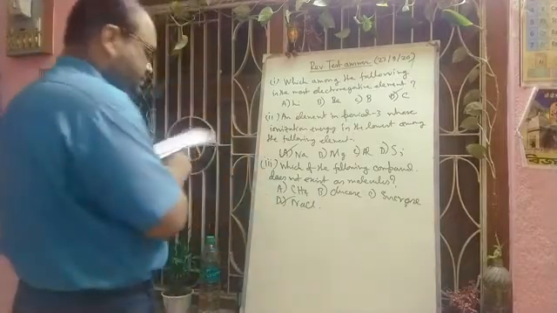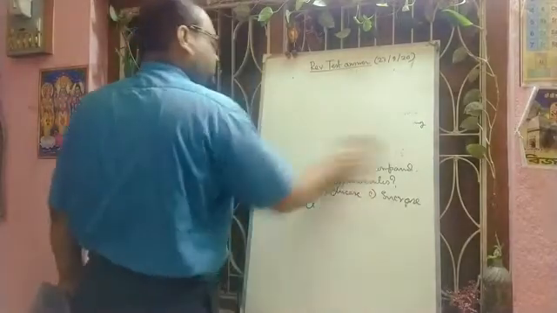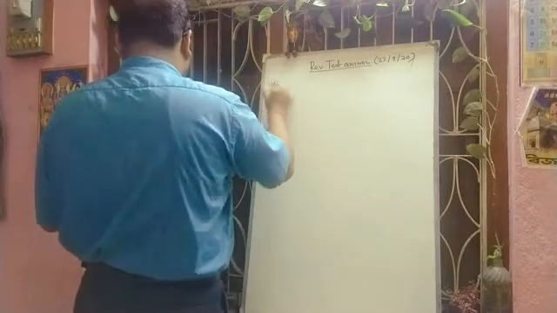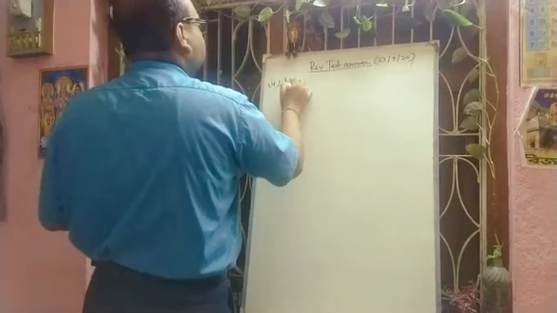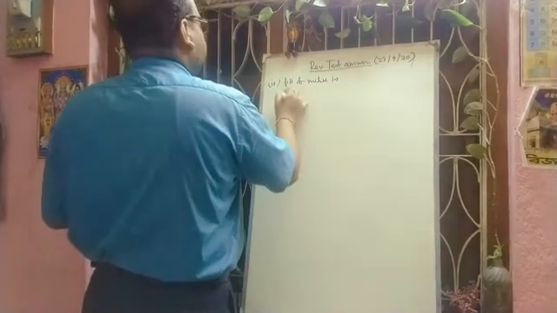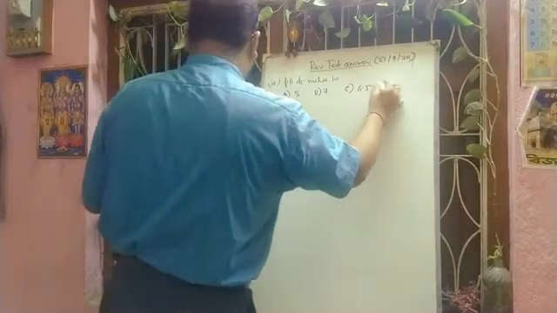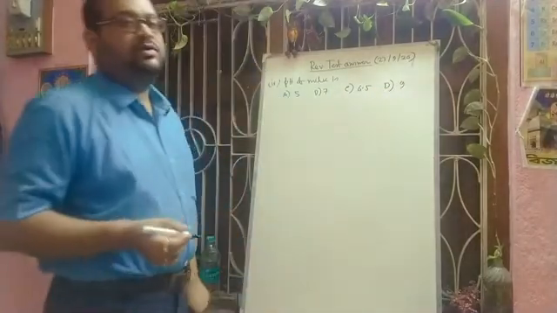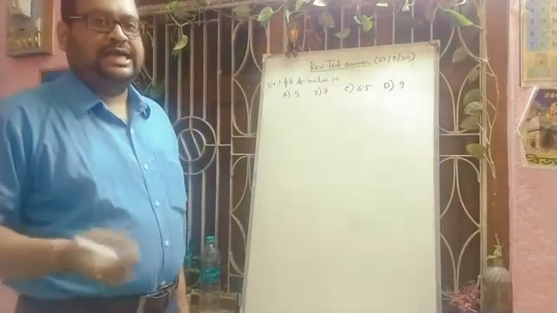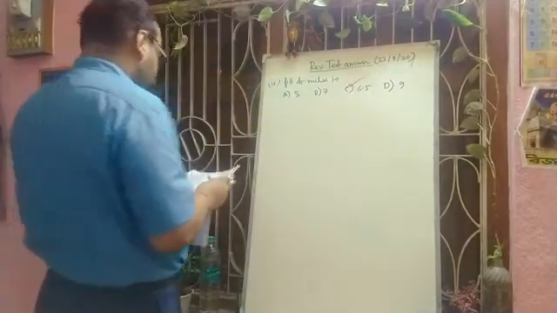Next question, MCQ type. pH of milk. Option A is given 5, option B is 7, option C is 6.5, option D is 9. Definitely you know that milk is not neutral, it is slightly acidic. The pH of the milk will be 6.5. This is the correct answer.